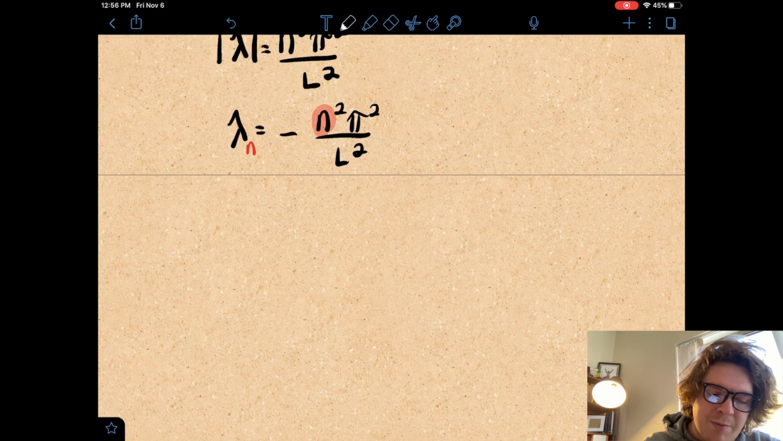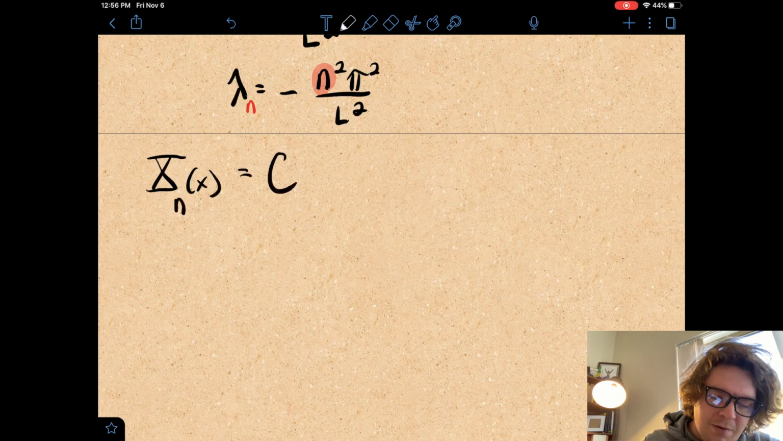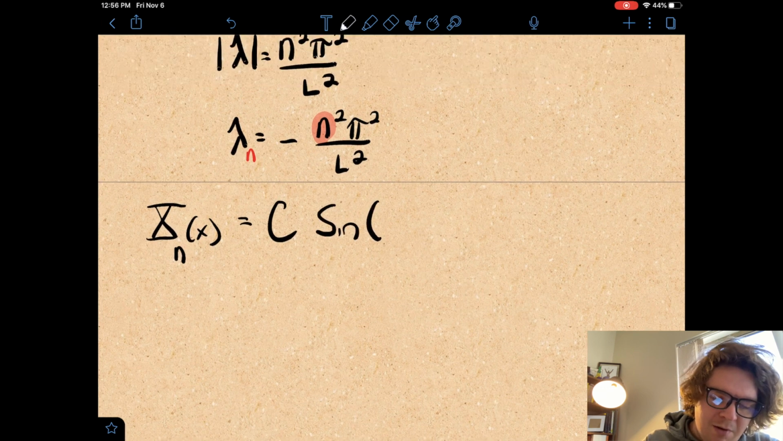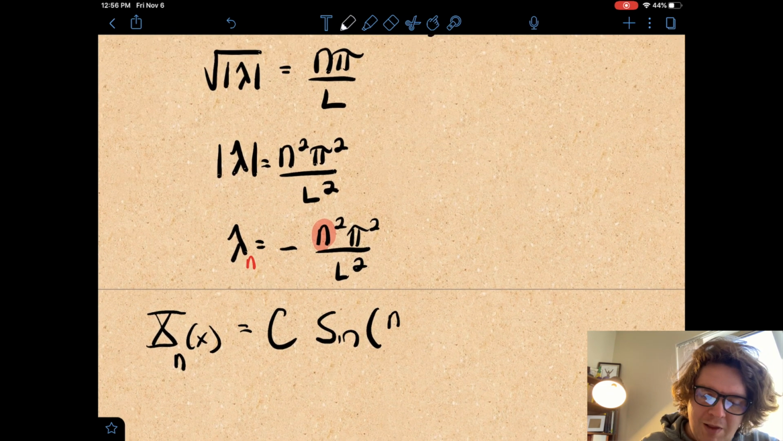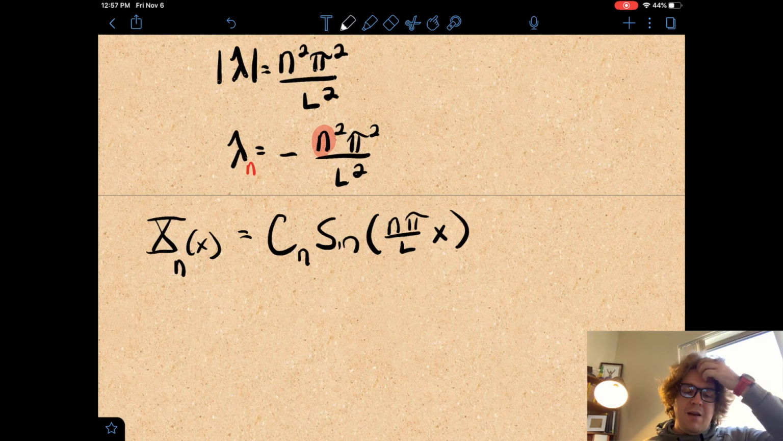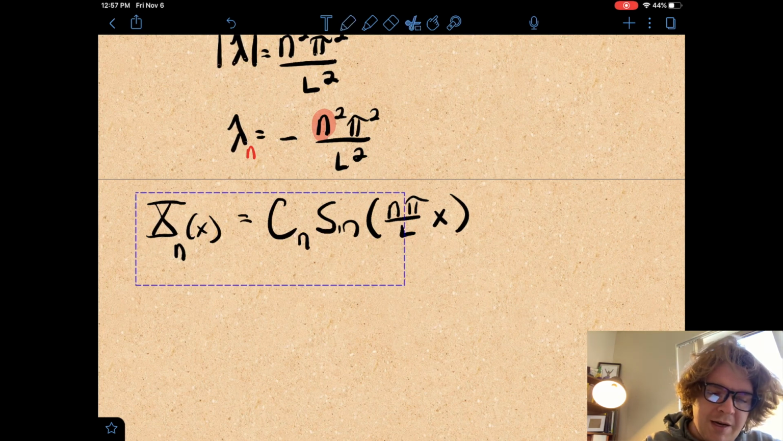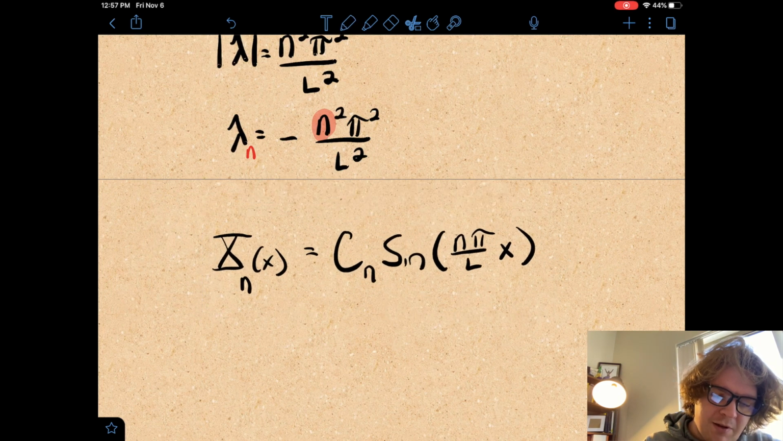So we have these lambda sub n's, and because lambda depends on n, that means that our function X of x will also depend on n. So we'll have a constant times sine of the square root of the absolute value of lambda, which we just said was n pi over L, times x. But because we have different solutions for each value of n, that means that this constant out front also has to be a function of n. So now the solution to our X differential equation looks like this guy right here.